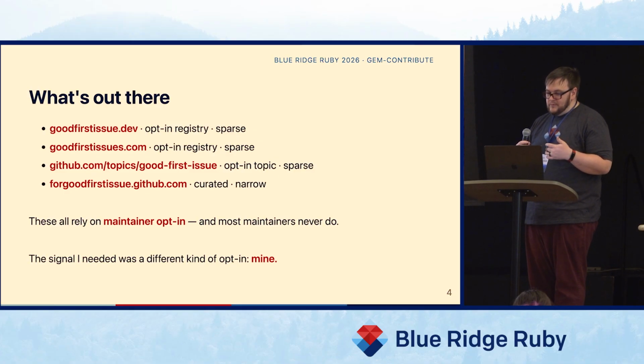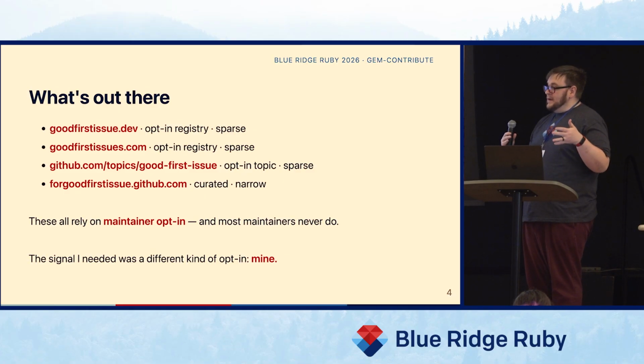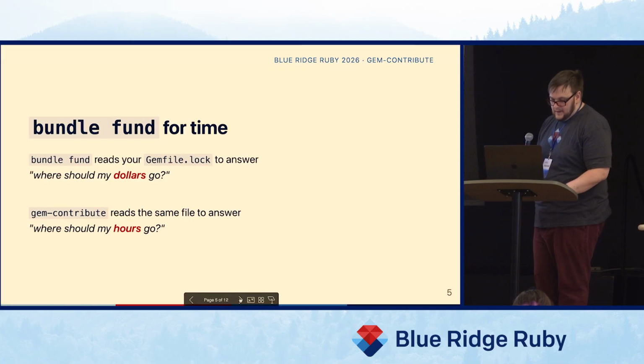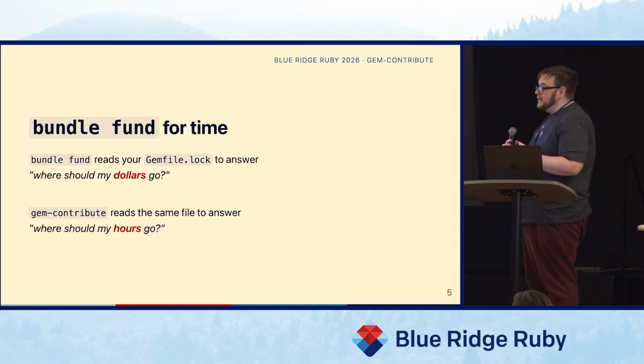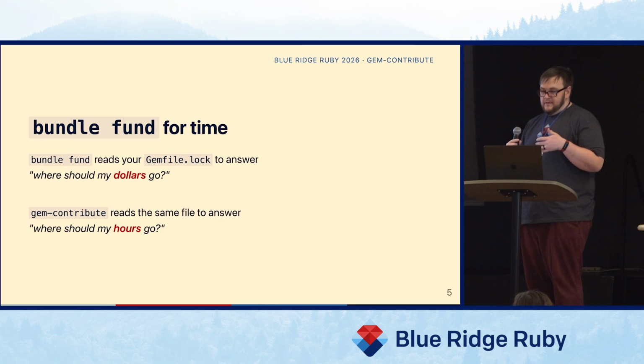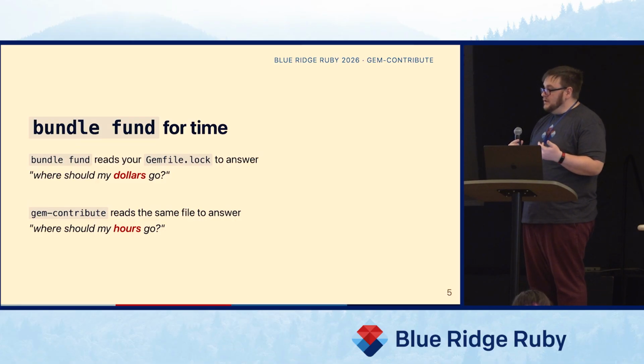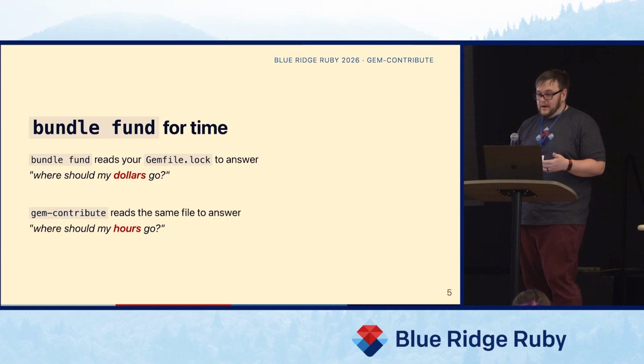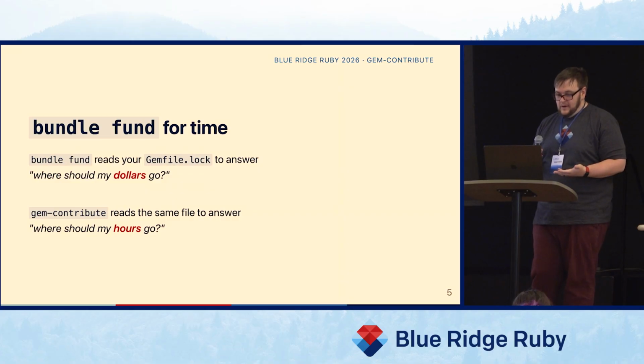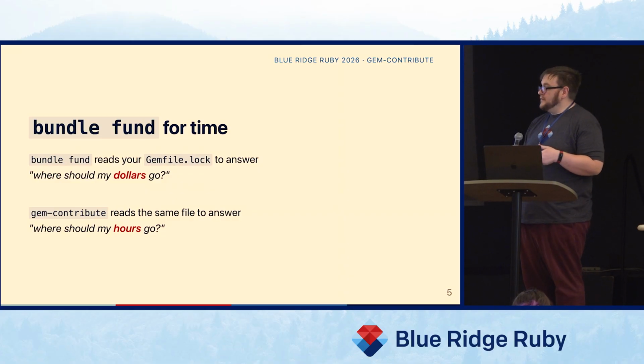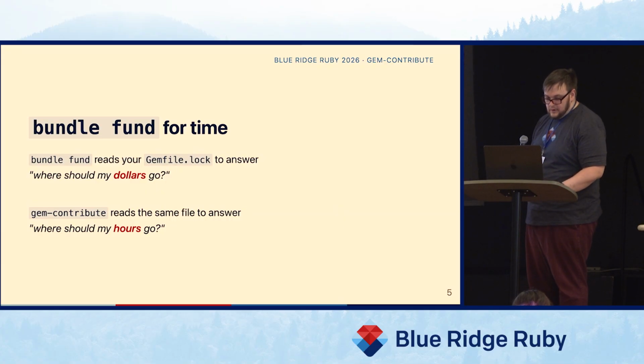And so when I decided not to rely on maintainer opt-in, I had to figure out, well, how do I then narrow down the list? And that reminded me of bundle fund. So for people who haven't noticed it, when you bundle install, usually at the end, if a project has opted in to setting a sponsorship URL, it will remind you that you can fund these projects by looking at your Gemfile.lock file that you just used.